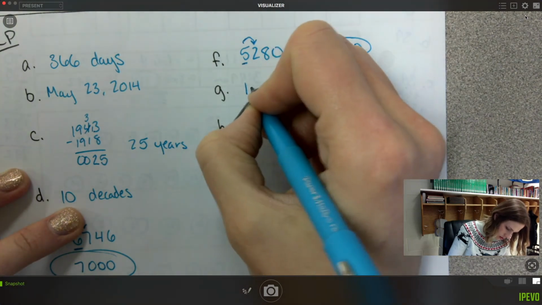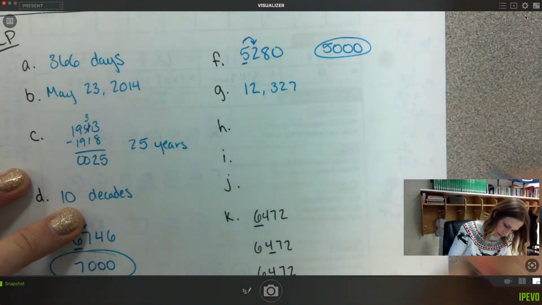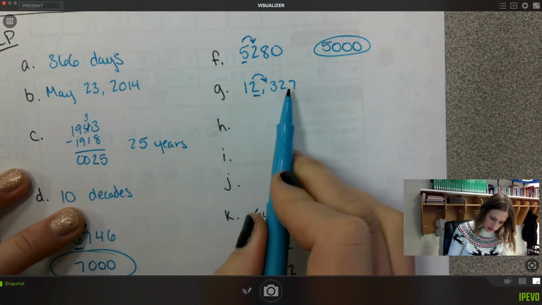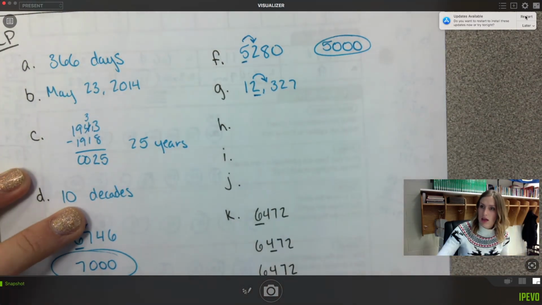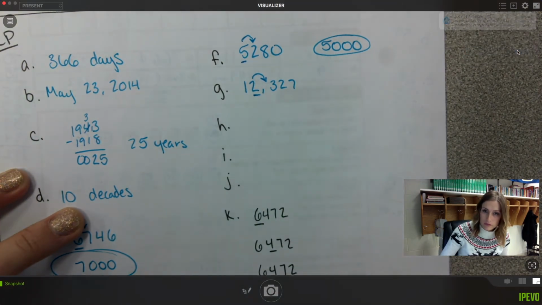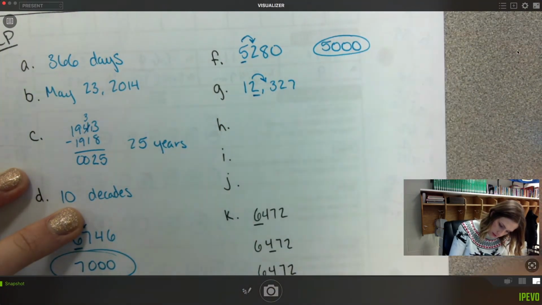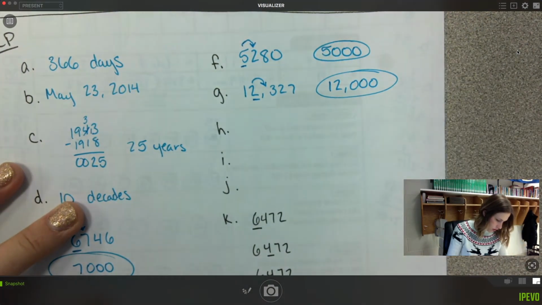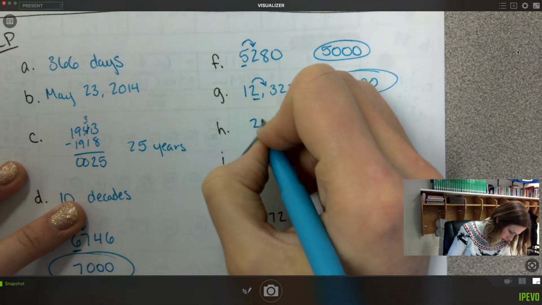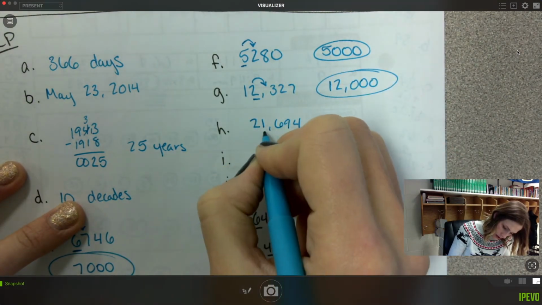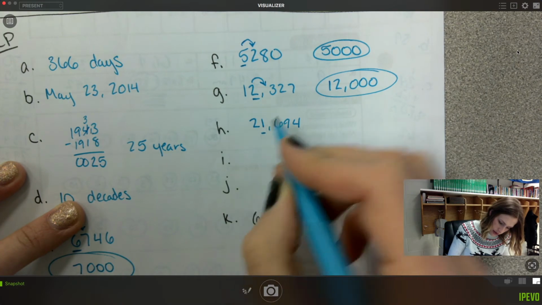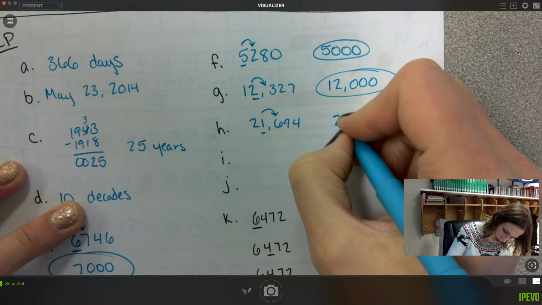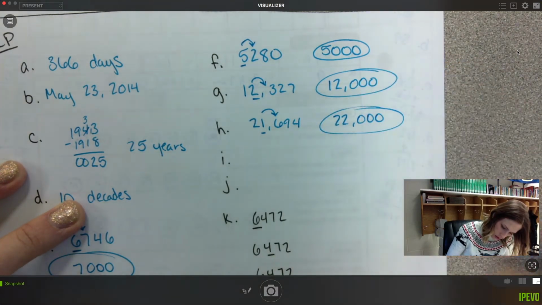G, 12,327. 2 looks at the 3, right? Because that 2's in the thousands place. Ones, tens, hundreds, thousands. 3 says don't get no more, so we stay at 12,000. H, 21,694. Ones, tens, hundreds, thousands. 1 looks at the 6. 6 says go up 1 time. We get 22,000.